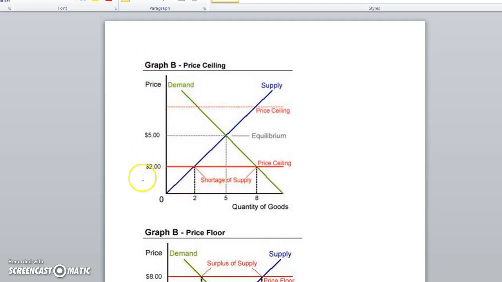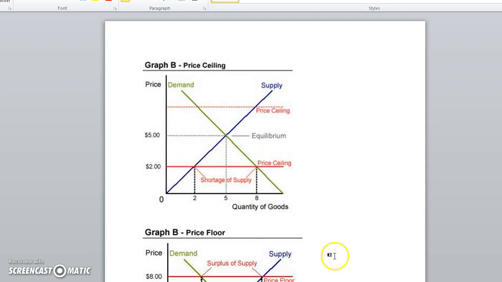Because if you look, in this case it's $2. If you follow that price all the way over, the first curve that you hit is the supply curve. Suppliers only want to supply 2 at $2 because that's such a low price. But at a low price, that's what we consumers want to buy products at, so the demand is 8. So there's a shortage of 8 minus 2, which is 6.